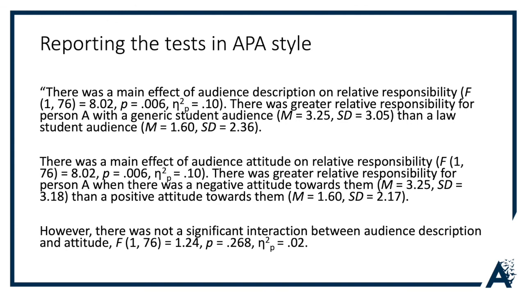If we're just focusing on the parametric version, we can report the results a little something like this. We report there is a main effect of audience description and describe what those group means were, for generic student and law student. There's a main effect of audience attitude, and again, report the descriptive statistics for negative and positive attitude, but there wasn't a significant interaction between our two independent variables. If there was, you could then break the descriptive statistics down for each of those group means instead.